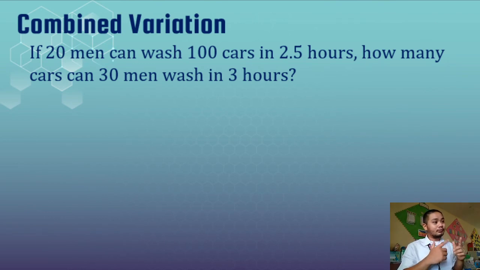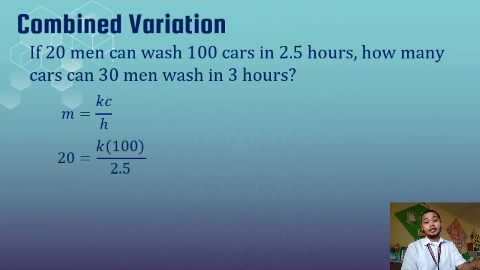Okay? So, personally, I really like this problem kasi it's a combination of direct and inverse variation. So, bali, yung magiging equation niya natin would be M is equal to KC over H. M stands for men, K is the constant of variation, C is the number of cars, while H is the time. Substitute natin yung mga letters natin doon sa mga numbers. Yung M, palitan ng 20. Yung C, palitan ng 100. Yung H, palitan ng 2.5.